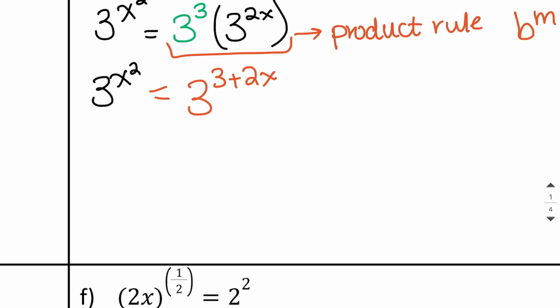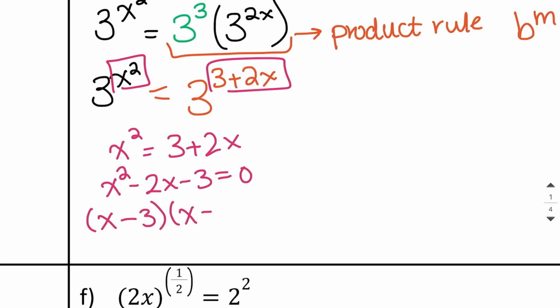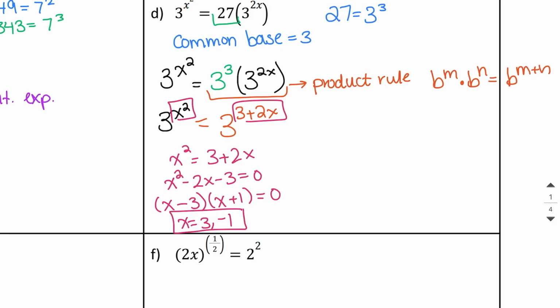Okay, so now I can set these two equal to each other, and I can say x squared equals 3 plus 2x, subtract the 2x and the 3 over. So then I end up getting x minus 3 times x plus 1 equals 0. So that means that x equals 3 or negative 1. And those are my exponents that work here, my values of x here, okay?